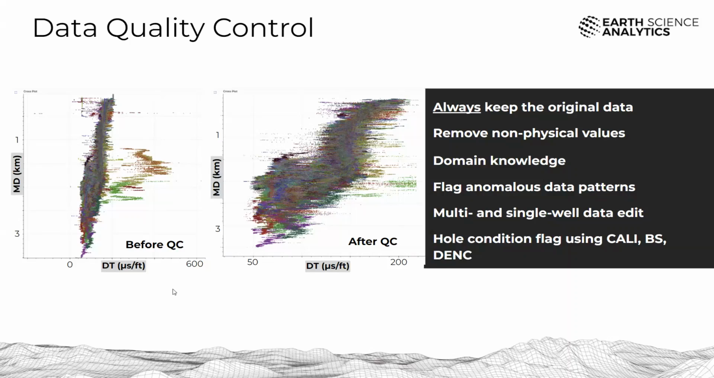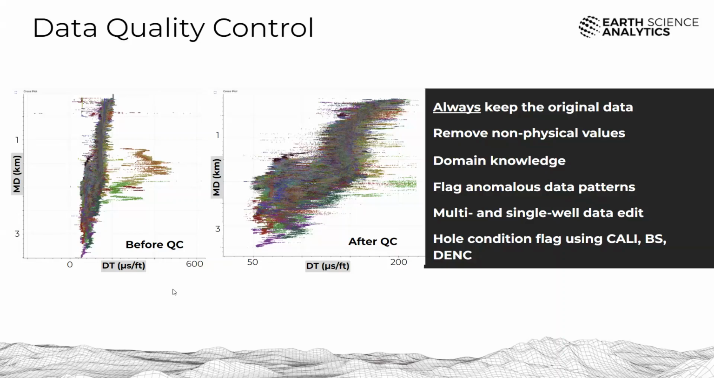And although I'm not saying we have a perfect, clean data set, at least we are going some way to clean that data and take out anomalous data patterns. First of all, we always keep the original data. Mistakes are made in editing, and we can always go back to the original data and bring it back and edit it again.